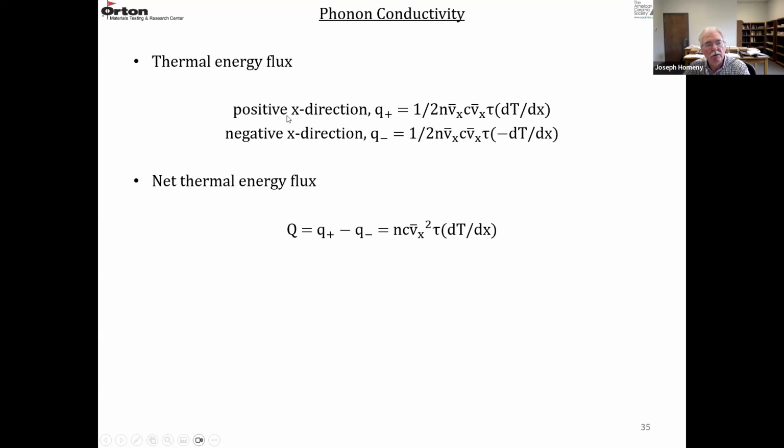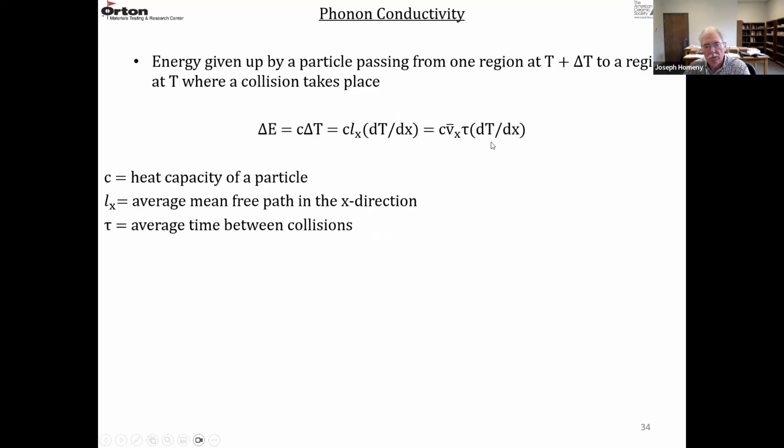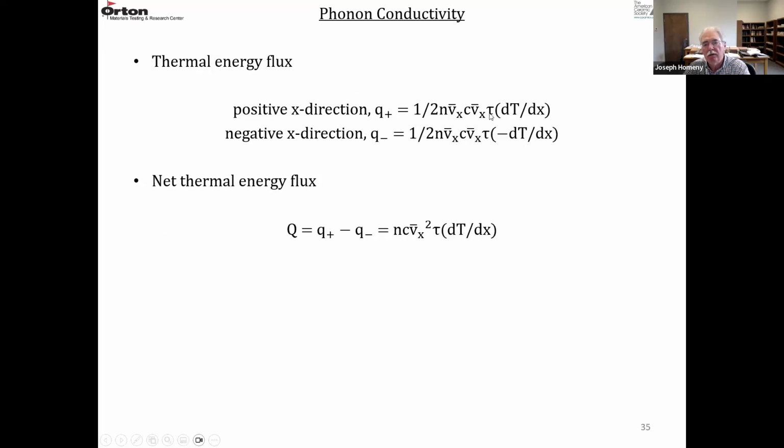So now the flux in the positive x direction is 1/2 n Vx times this term that we just derived, C Vx tau dT/dx. That's in the positive x direction. The negative x direction is the same, except we have a negative sign here. So we subtract Q minus from Q plus and get the thermal energy flux. So that's just n C Vx squared tau times our temperature gradient.